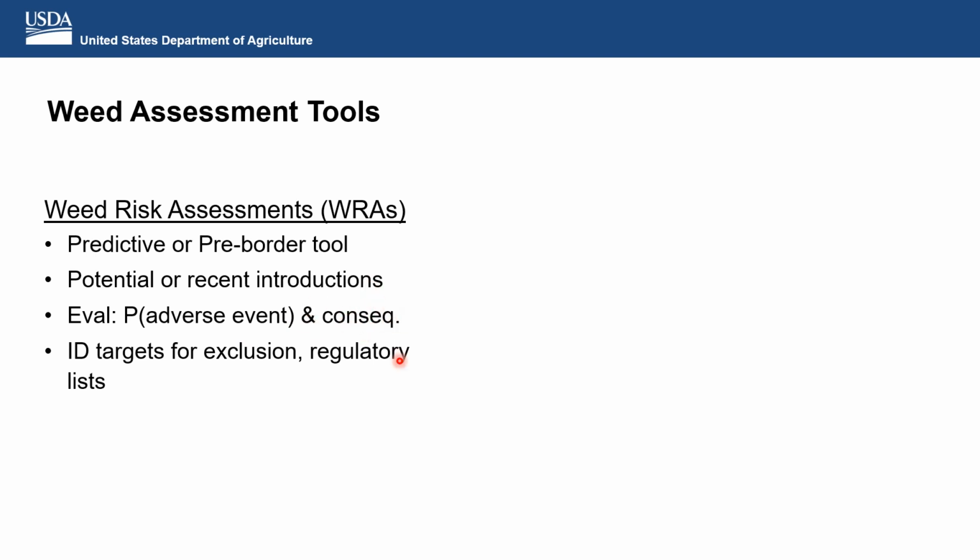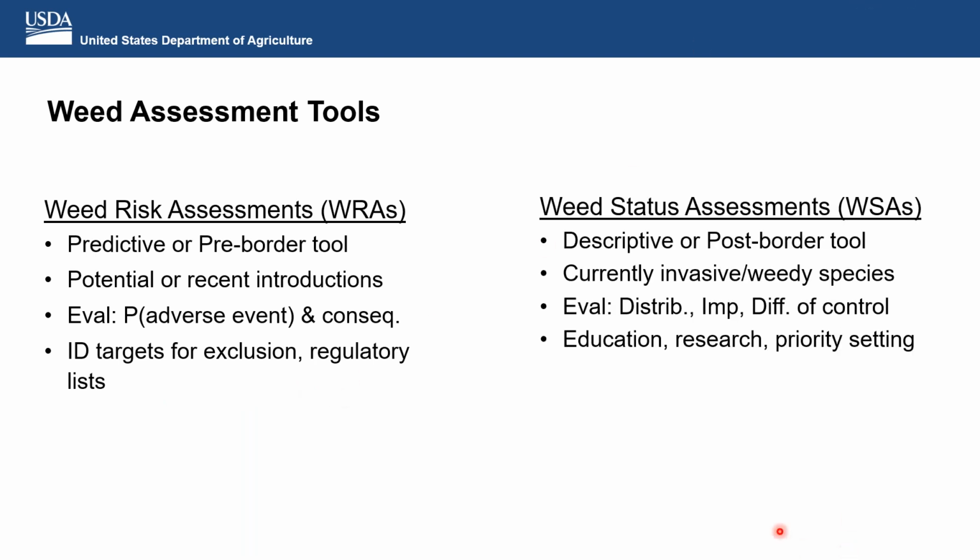So by definition, these types of assessments focus on species that are not yet here or recent introductions for which we really don't know anything about them or what they might do. Generally, weed risk assessments are used to identify targets for exclusion, for regulatory lists, and other types of lists.